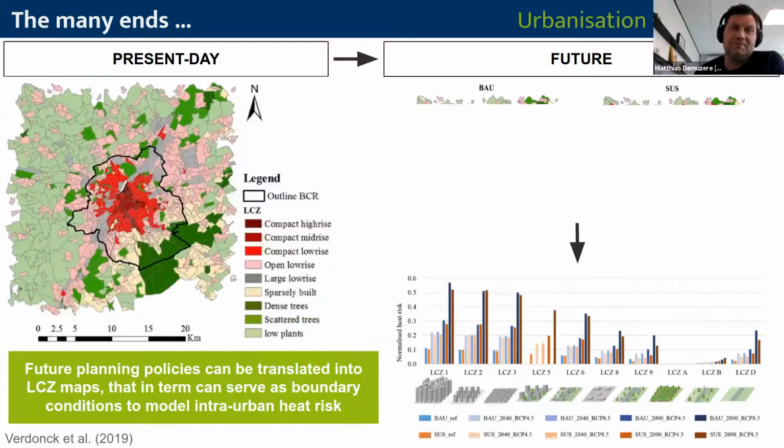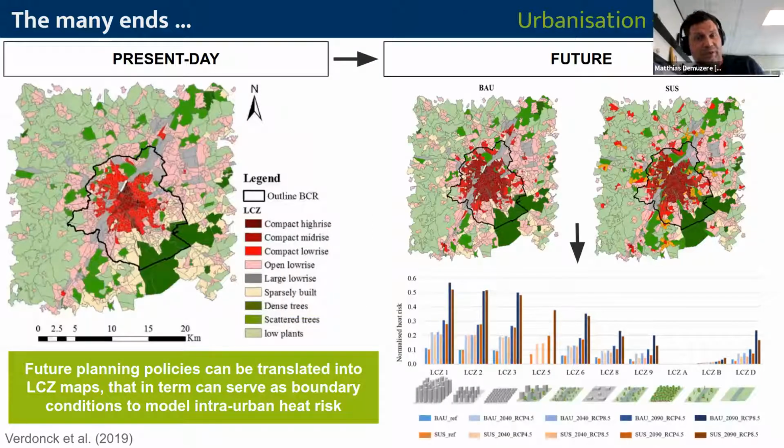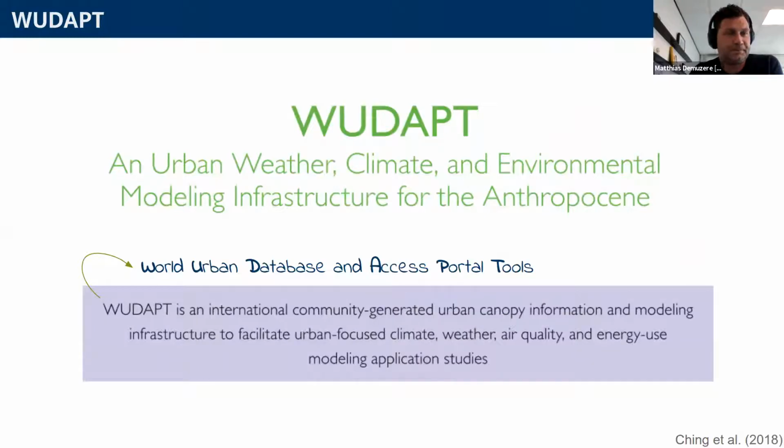Yet the LCZ scheme is not only relevant for past urbanization, but can also be used for future urbanization projections. In this example for Brussels, we constructed future business as usual and sustainable LCZ scenarios based on the present-day LCZ map, on real planning policies and expected population growth. These future LCZ maps were then used in combination with greenhouse gas emission scenarios to force VITO's EuroCLIM model and assess Brussels' future heat risk.